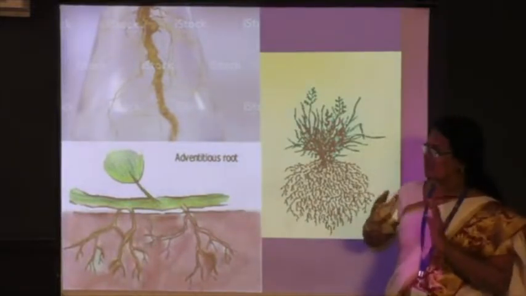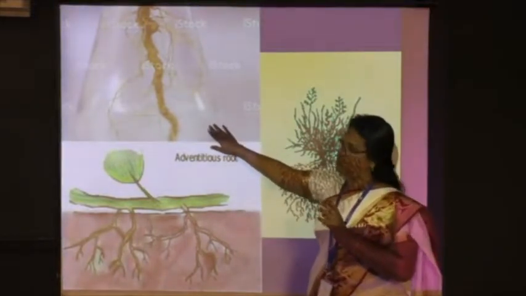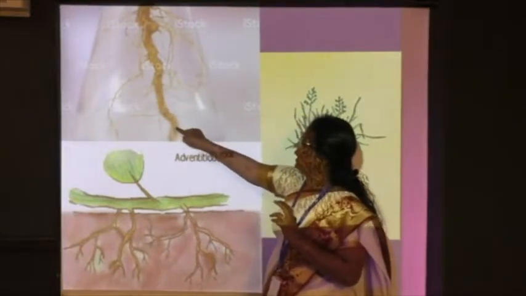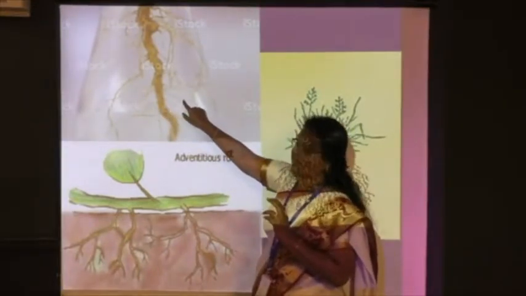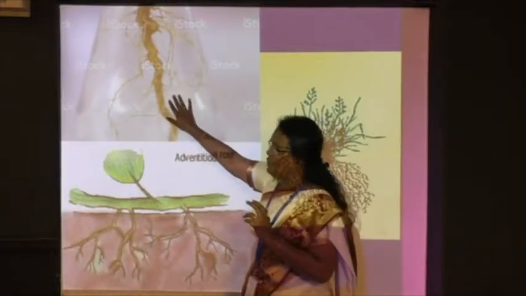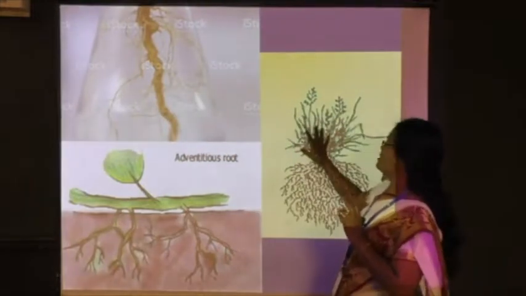Please see the picture. Actually this is a taproot. See, this taproot is having a main root. The main root gives rise to secondary root. The secondary root gives rise to some tertiary root. So this is a taproot system, and this is fibrous root system.